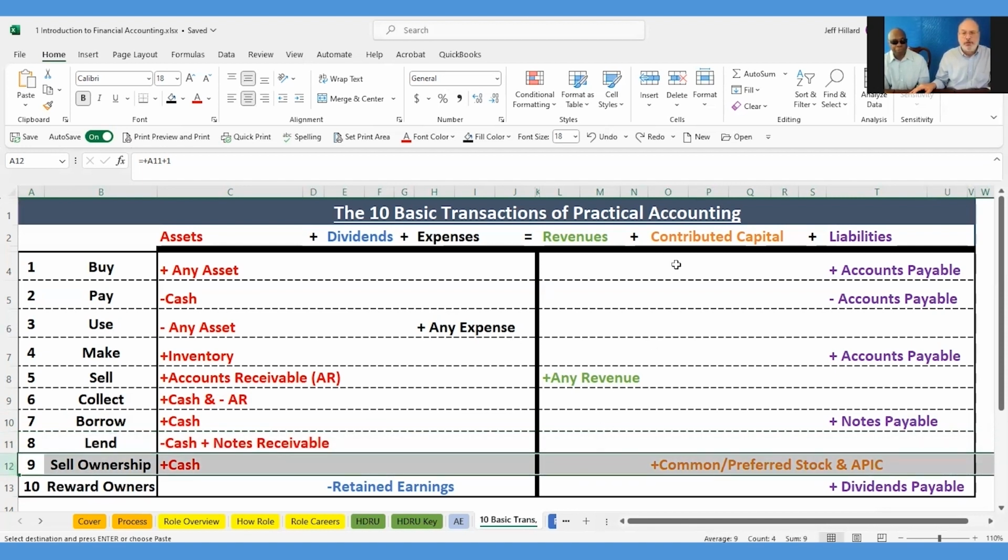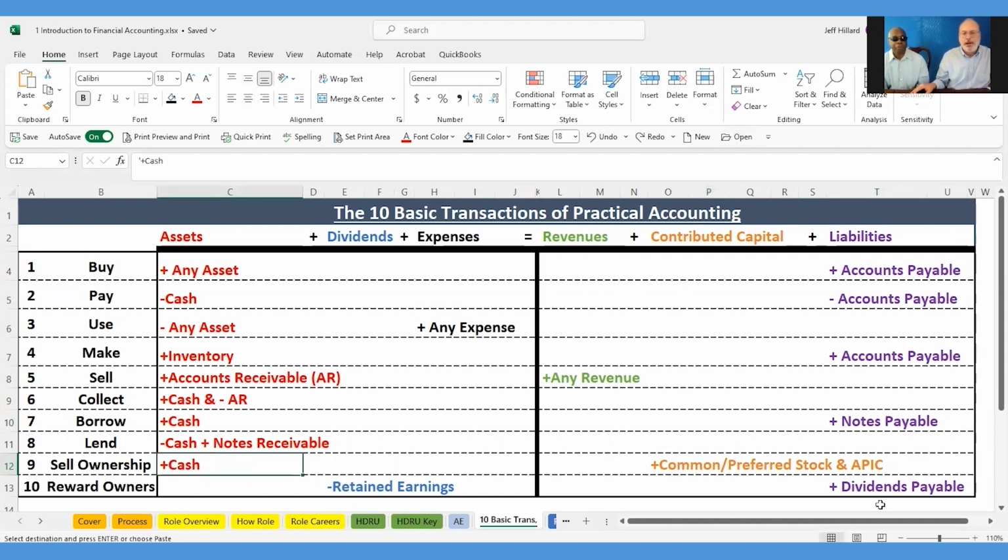Number 9 is the final way that we can get funding, by selling ownership in the company, and we're going to have investors. There's really actually 4 accounts: common and preferred stock and additional paid-in capital. Don't worry too much about that. Just call it contributed capital for now. We'll deal with that later.